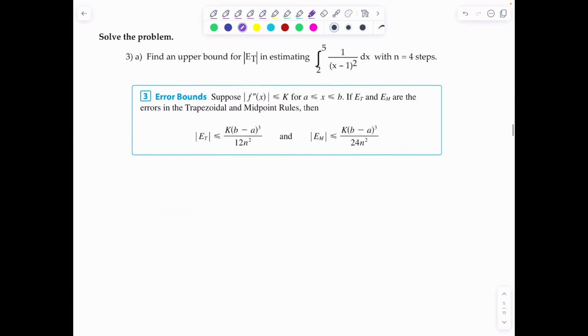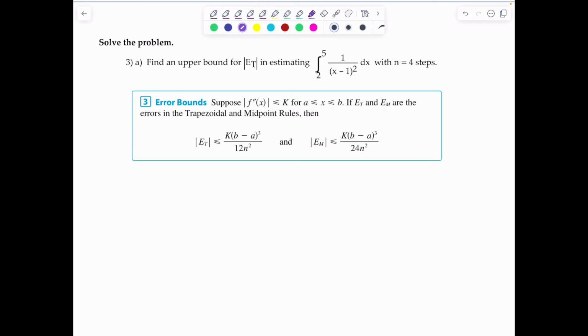Okay, approximate integration. So, find an upper bound for the error using the trapezoidal rule in estimating the integral from 2 to 5 of 1 over x minus 1 squared dx with n equals 4 steps. And I gave them the formula for the error bound for the trapezoidal and midpoint rules. I don't allow calculators on my exams, so I didn't put any questions in where they would actually need to compute like the midpoint rule with 10 subintervals or something like that, because it's not really feasible without a calculator.